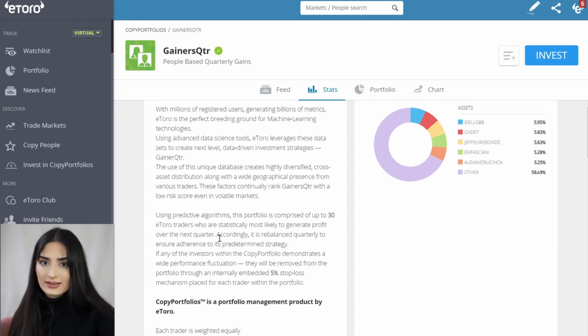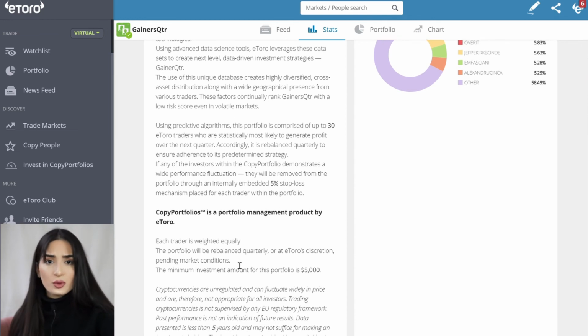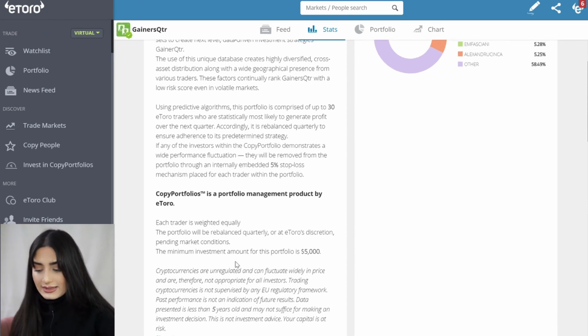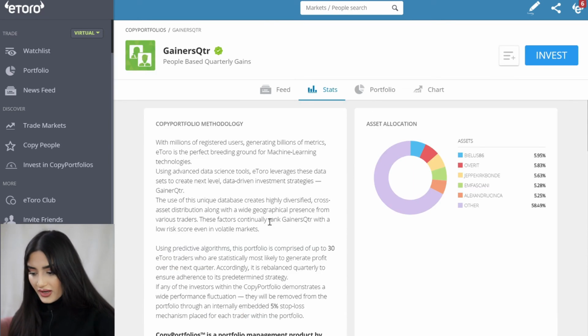So this will change. As they said, they rebalance it quarterly so that it ensures that it still adheres to their strategy. So yeah, it's actually a product. These products are managed by eToro. As you can see here, it says it's a portfolio management product by eToro. Each trader will be weighted equally and eToro will rebalance who to put in, who to take out, that sort of thing. So this is a great way of investing in more than one trader.